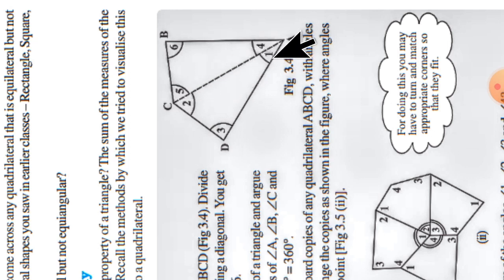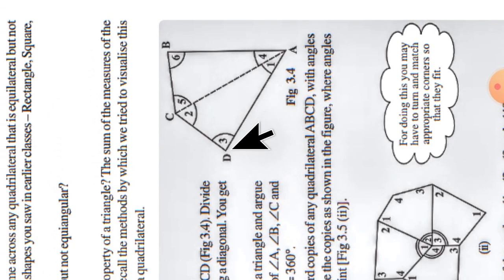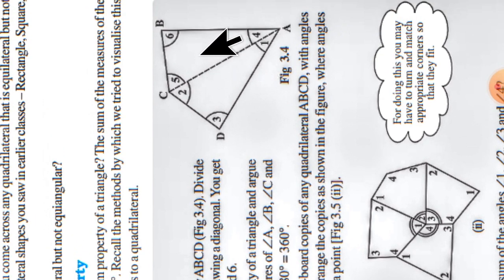Now what will be the sum of the measures of the angles of this first triangle? 1 plus 2 plus 3 will be 180 degrees. And the sum of the measures of the angles of the second triangle, 4 plus 5 plus 6, will also be 180 degrees. So the total of these two will be 180 degrees plus 180 degrees, that will be 360 degrees. So the sum of all four angles of the quadrilateral is 360 degrees.